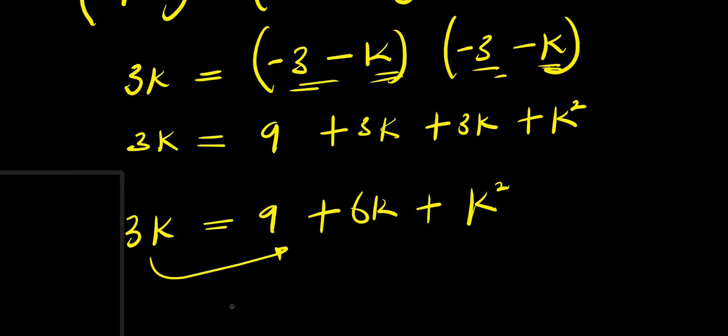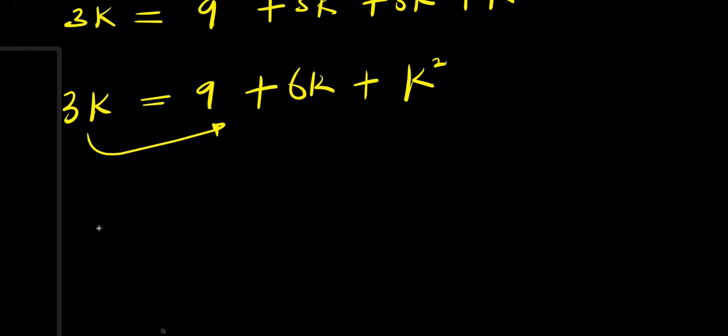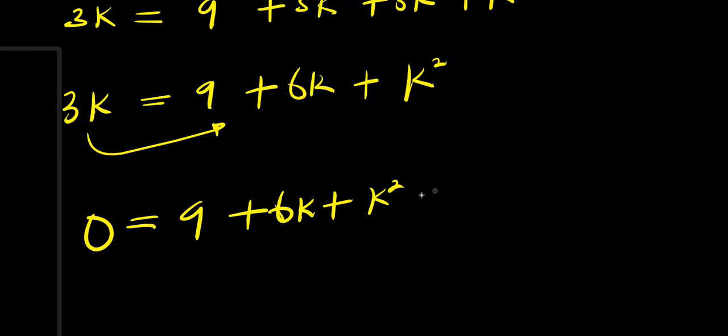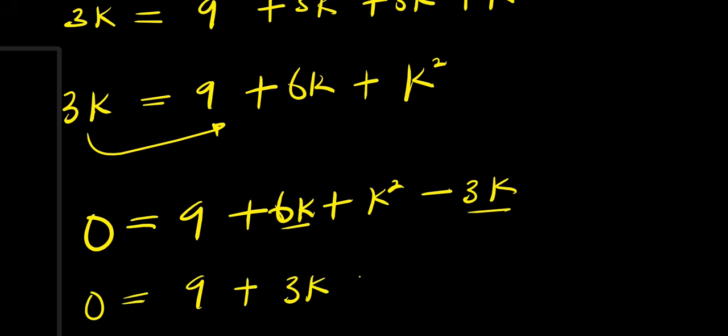Move this down here. 0 equals 9 plus 6k plus k squared minus 3k. So what we are going to do is to have our 0 here equals 9 plus 3k, because 6k minus 3k is 3k, plus k squared. Let's rearrange this and solve this quadratic equation.